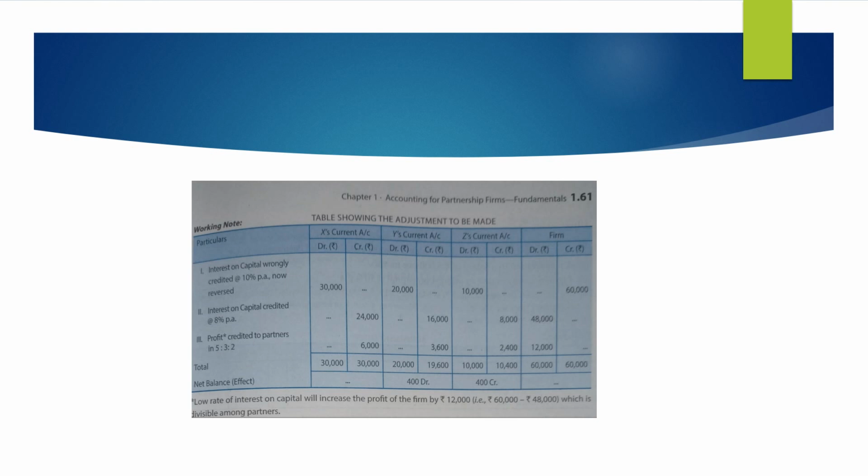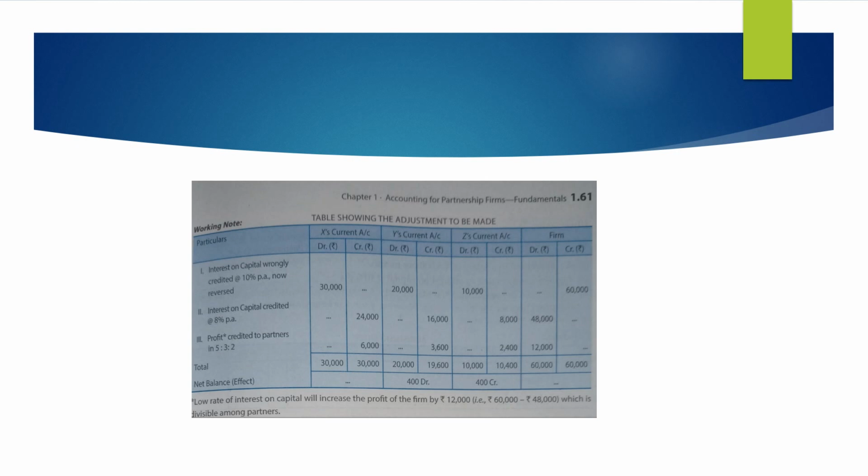Now interest on capital correctly credited at 8% per annum: 24,000, 16,000 and 8,000, and 48,000 for the whole firm. Now 48,000 is a loss for the firm, whereas 24,000, 16,000 and 8,000 are an income for X, Y and Z. Now subtracting these two, we have a credit balance of 12,000 rupees.